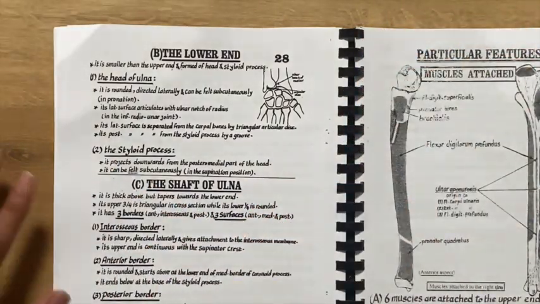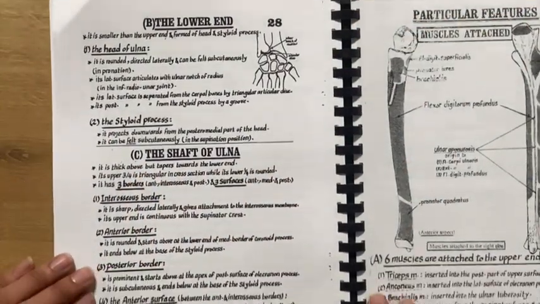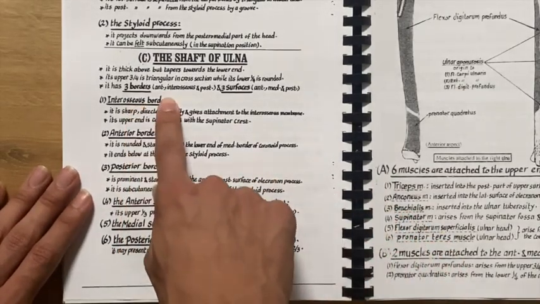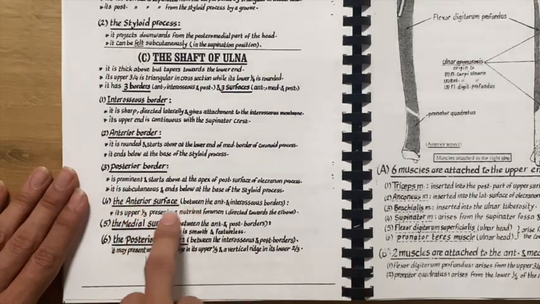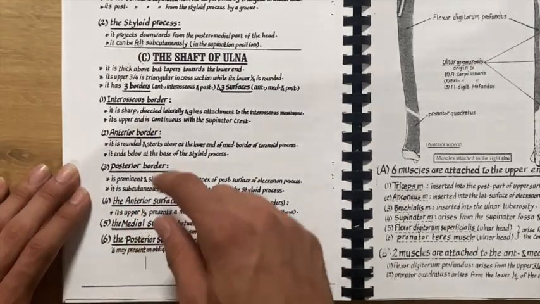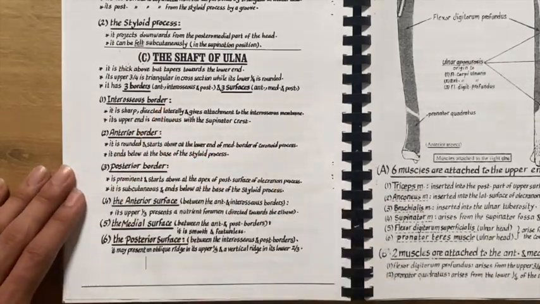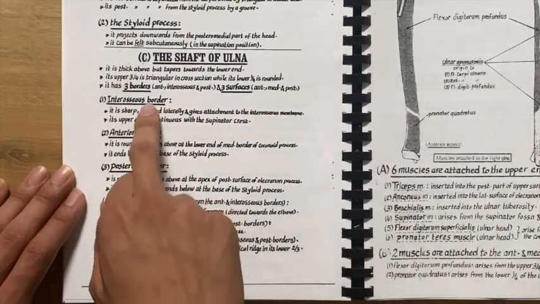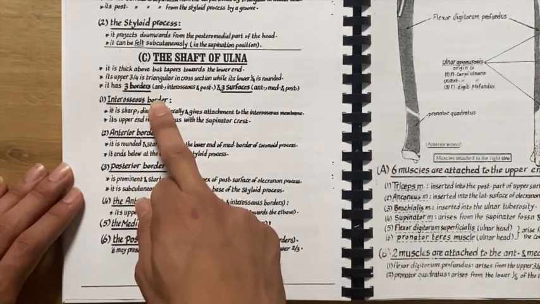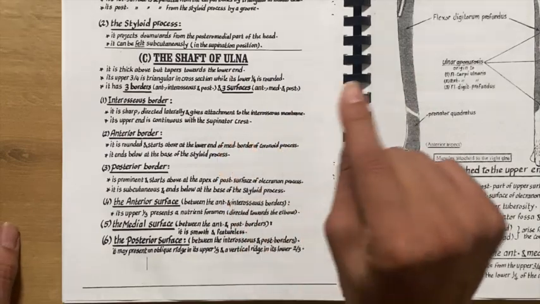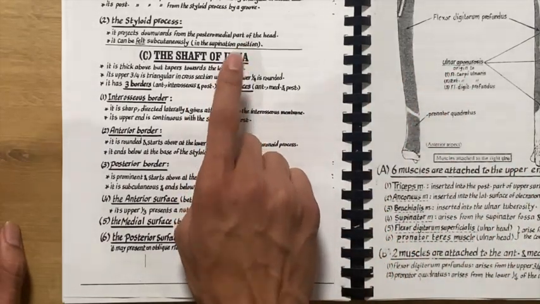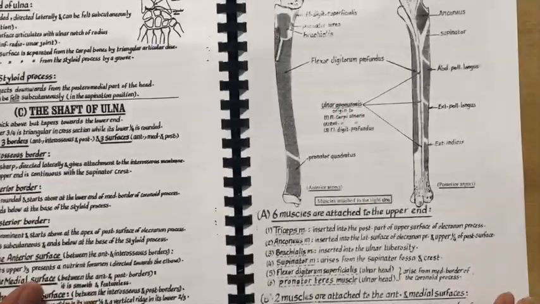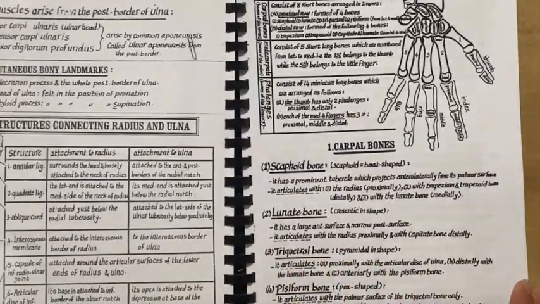Okay. Now the shaft, remember: interosseous border, anterior border, posterior border, anterior surface, medial surface, and the posterior surface. The interosseous border is for the attachment of the interosseous membrane between the radius and ulna. These are just fibers passing between the interosseous borders of both radius and ulna. All right, next, let's talk about the carpal bones.